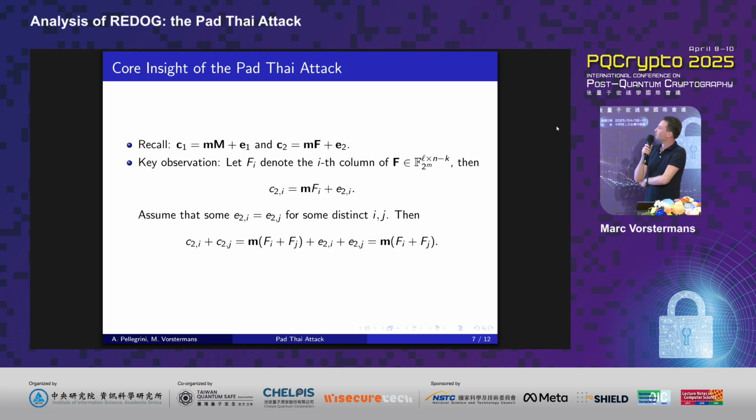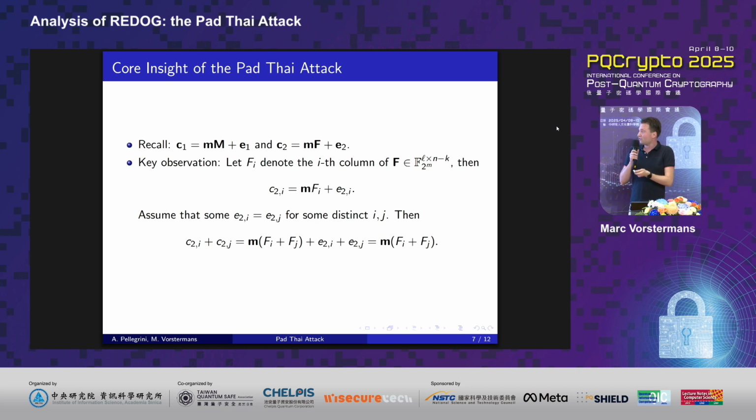So how do we construct these error-free equations? Instead of looking at the full system, let's look at a single equation. A ciphertext component is computed by taking a message M and multiplying it with a corresponding column of, in this case, the matrix F, since this is for C2, and then we add some error term. Now let's assume that we are able to find another equation which has the same error term. We work over F2, so we can add those 2 equations, and then the error term vanishes.